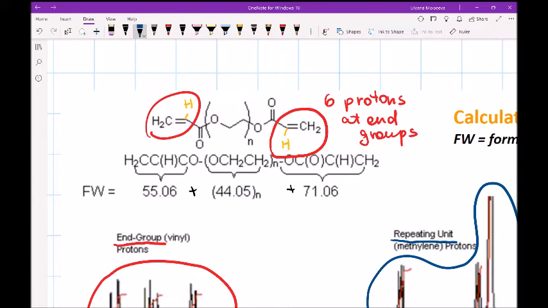In our repeating unit, we have 1, 2, 3, 4 hydrogens. So 4 hydrogens in one repeating unit. But we have n number of repeating units. So the total number of protons here will be 4 times n protons.